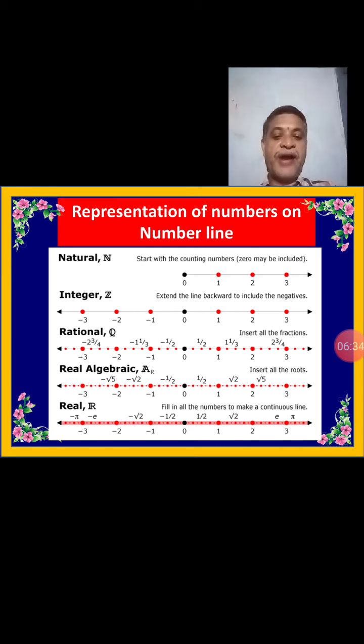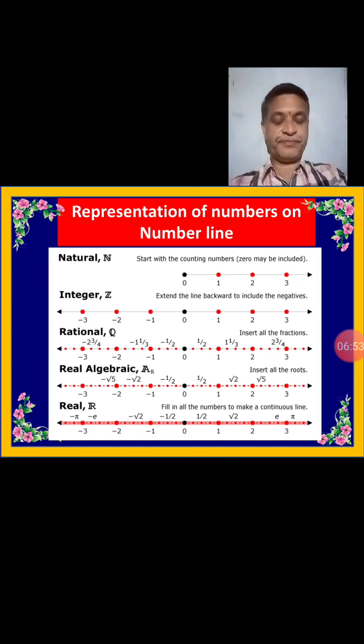If you add negative numbers to the whole number set, you get integers. If you add fractions to integers, then you get rational numbers. If you add irrational numbers, that means root numbers, to rational numbers, you get real numbers. So this is the number line and number system.